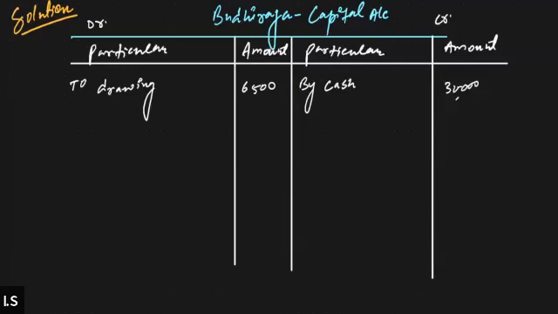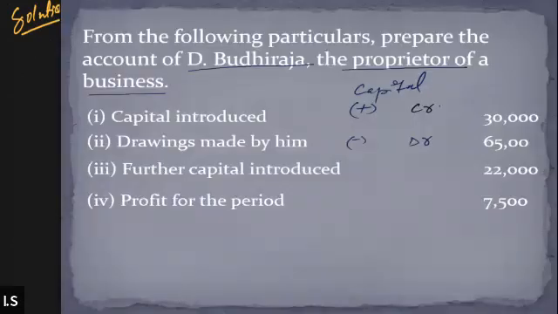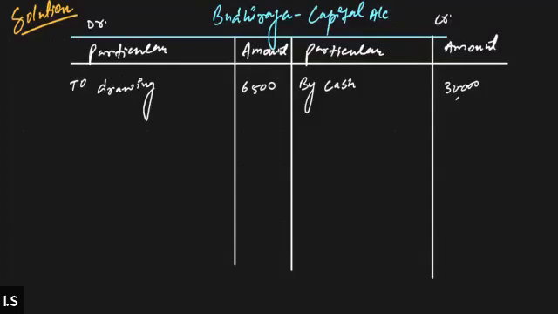Yes, sir. Okay, coming back to the question, let's read the third adjustment. It says further capital introduced 22,000. When further capital is introduced, this is going to increase the overall amount of capital, right? So since the value of the capital is increasing, we need to credit the capital account as per the modern accounting approach, or the traditional accounting approach. In both cases, we need to credit the capital account if further capital is being introduced. So by cash.